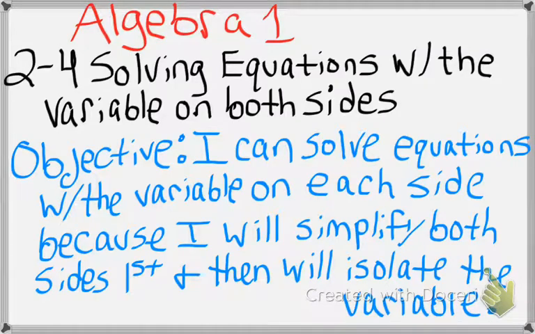Alright, in this Algebra 1 video, we're in Chapter 2, Lesson 4. We're talking about solving equations with a variable on both sides. Our objective is, as the student, I can solve equations with the variable on each side because I will simplify both sides first and then we'll isolate the variable using the skills I've learned.